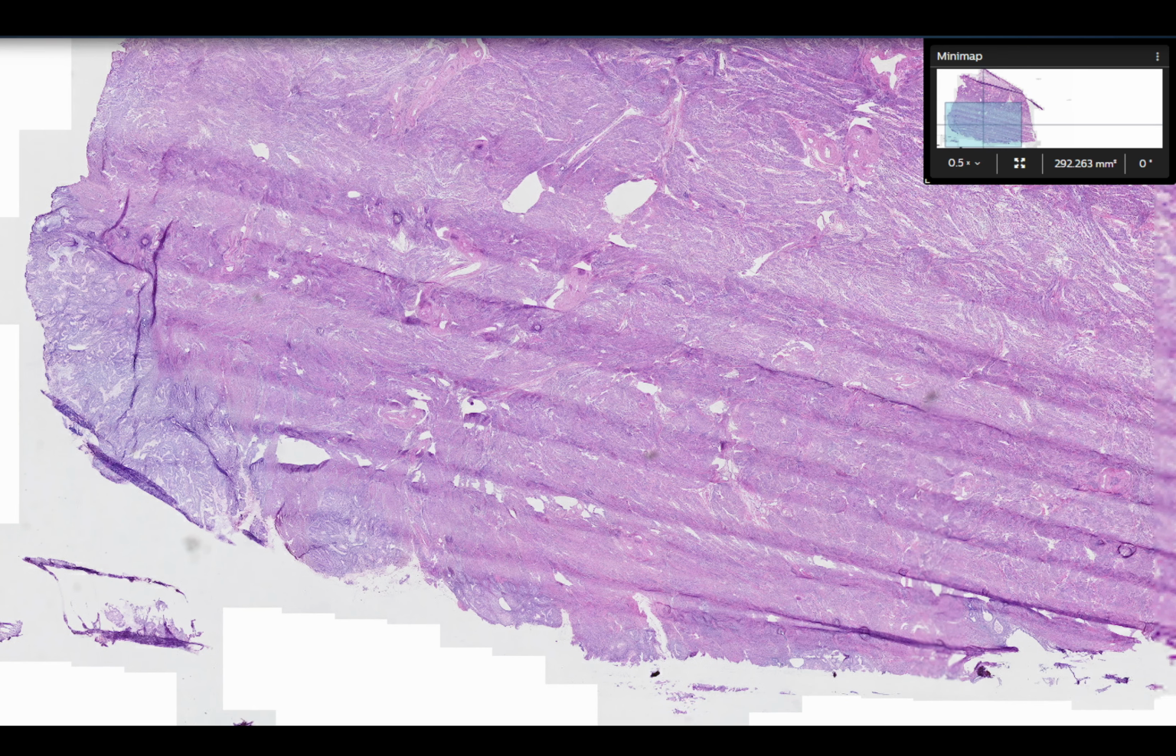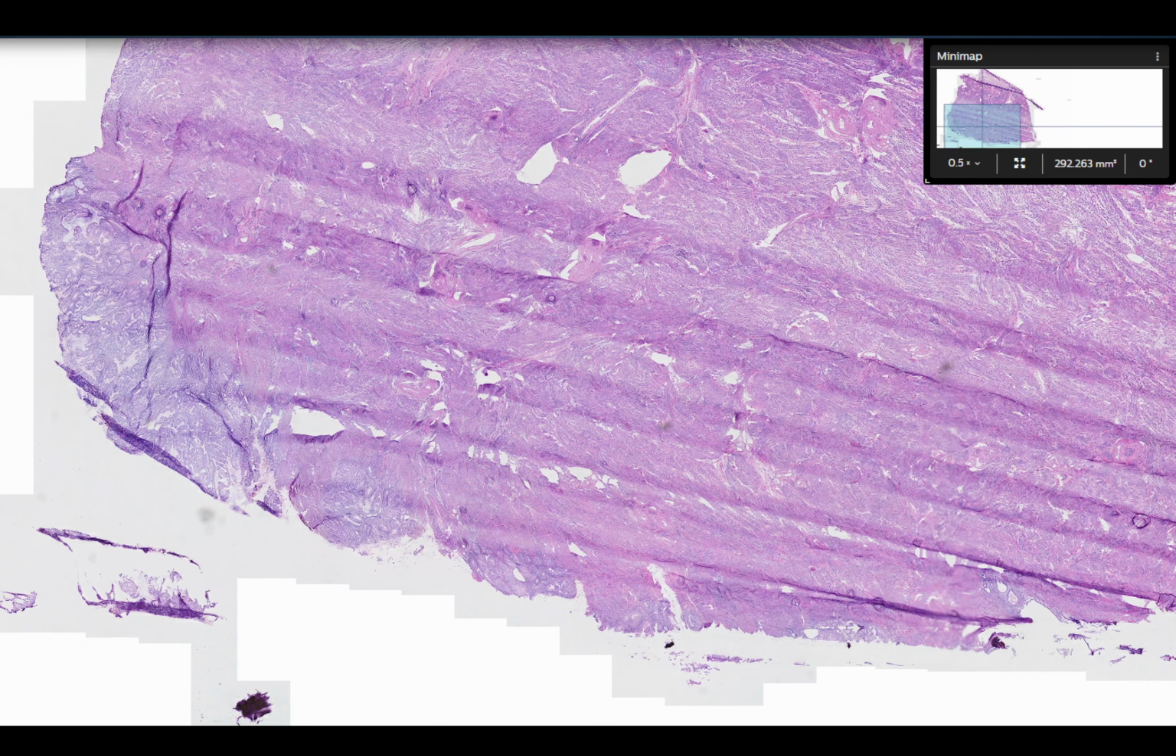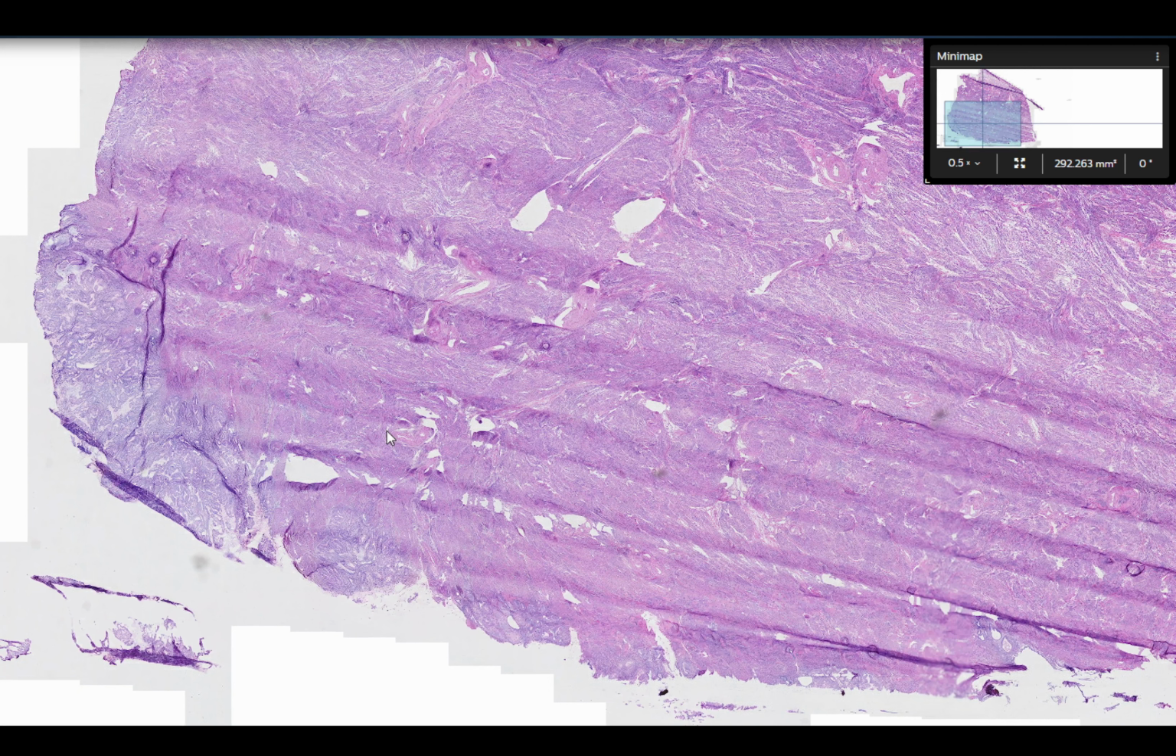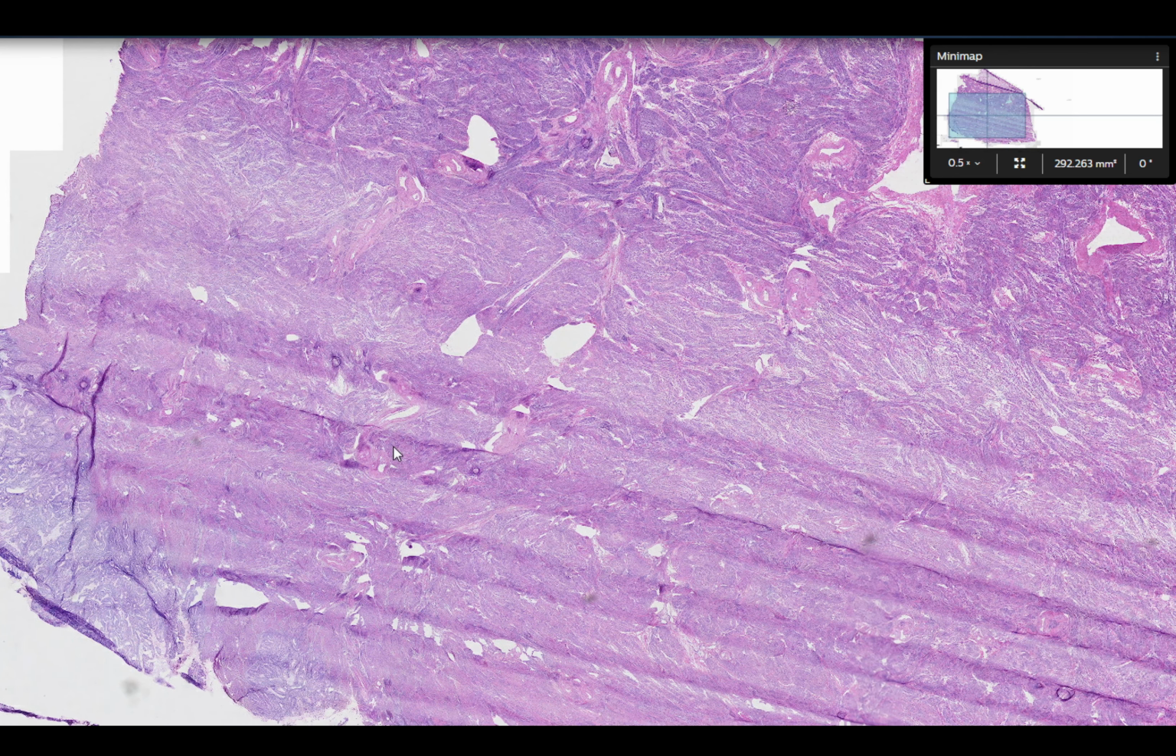But you can see there's a lot of smooth muscle here, and the invasion is maybe 10%, so it's less than 50% of the smooth muscle that is involved. So, if we were to sign out this frozen, there are a lot of ways of saying this.